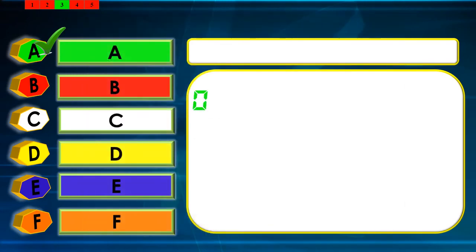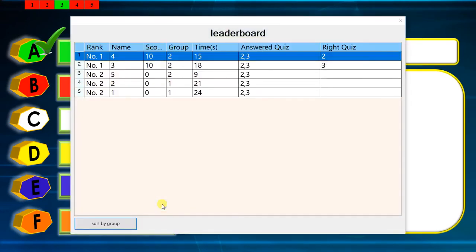Let's have a look at the scoreboard. This is the standard Q10 one. As you can see, student ID number 4 is winning because he's the quickest, or he or she is the quickest. Got correct 2.